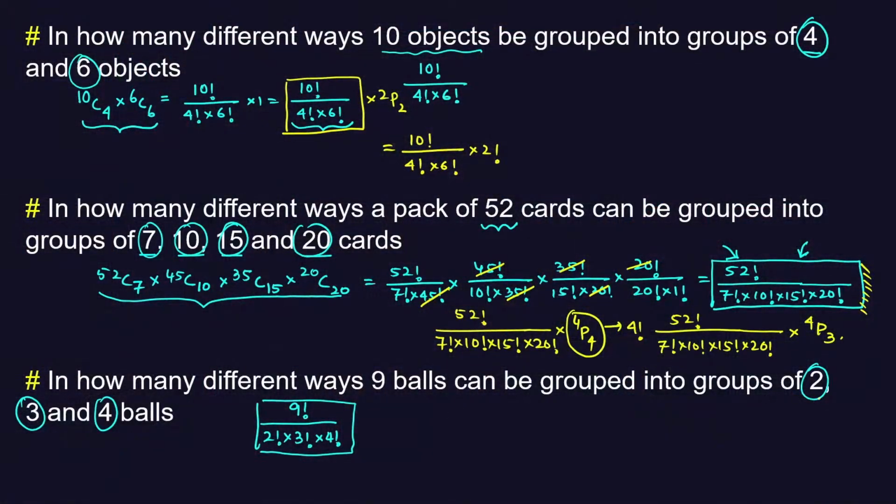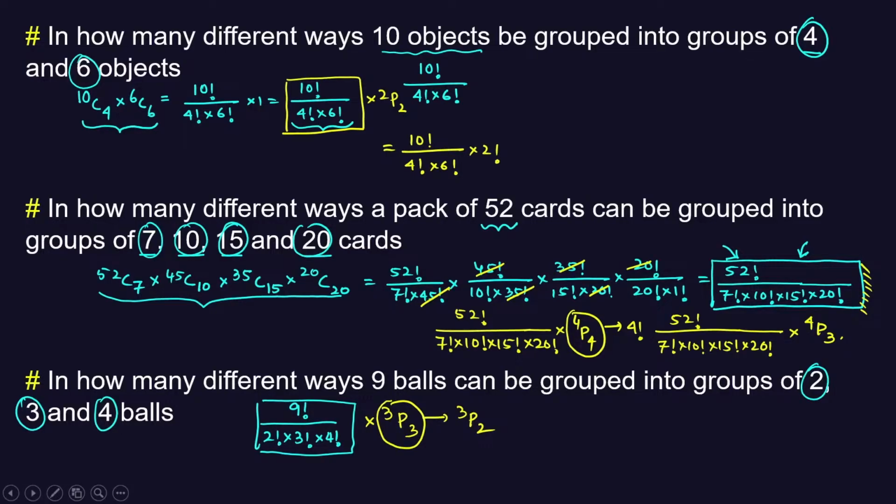Same thing here. If I say that these 9 balls are divided into 3 groups containing 2, 3 and 4 balls, and I ask in how many different ways these 3 groups can be distributed among 3 people, it will be nothing but 3p3. And if I ask you in how many different ways these 3 groups can be distributed among 2 people, simply replace this 3p3 by 3p2 different ways. That's it.